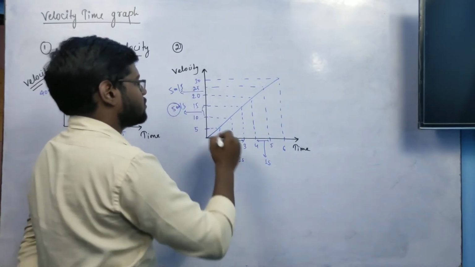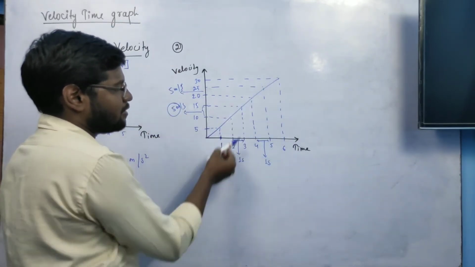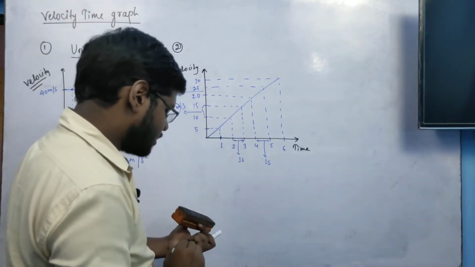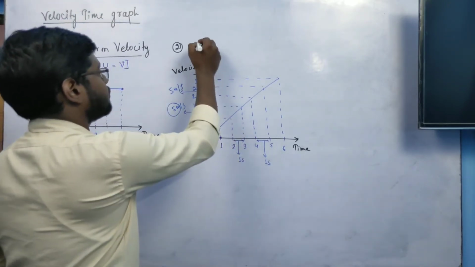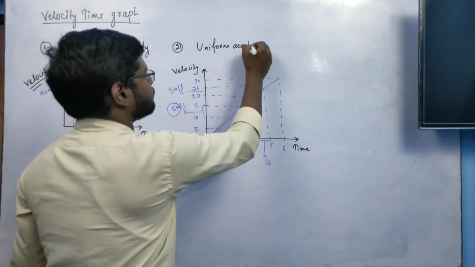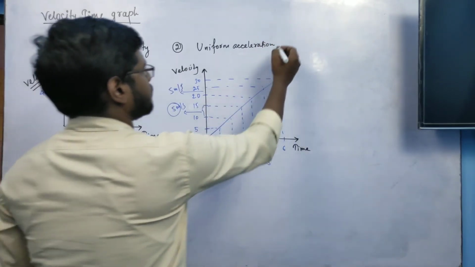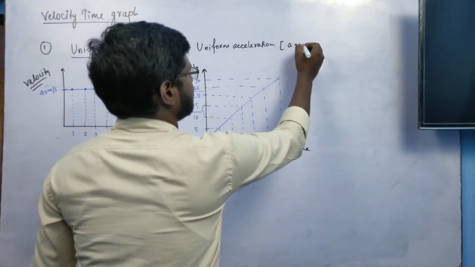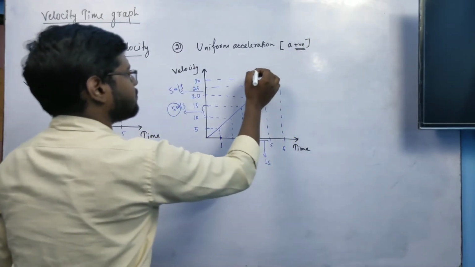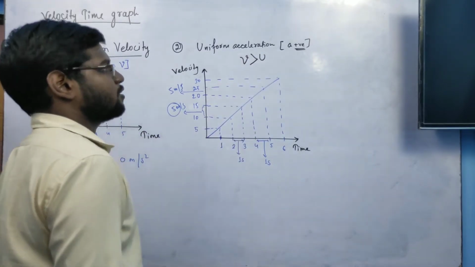So always remember that whenever a graph is plotted as a straight line and the straight line is inclined to the time axis, then it gives uniform acceleration. Uniform acceleration, always remember this, my dear. Here the uniform acceleration is positive. Acceleration positive means the final velocity must be greater than the initial velocity.